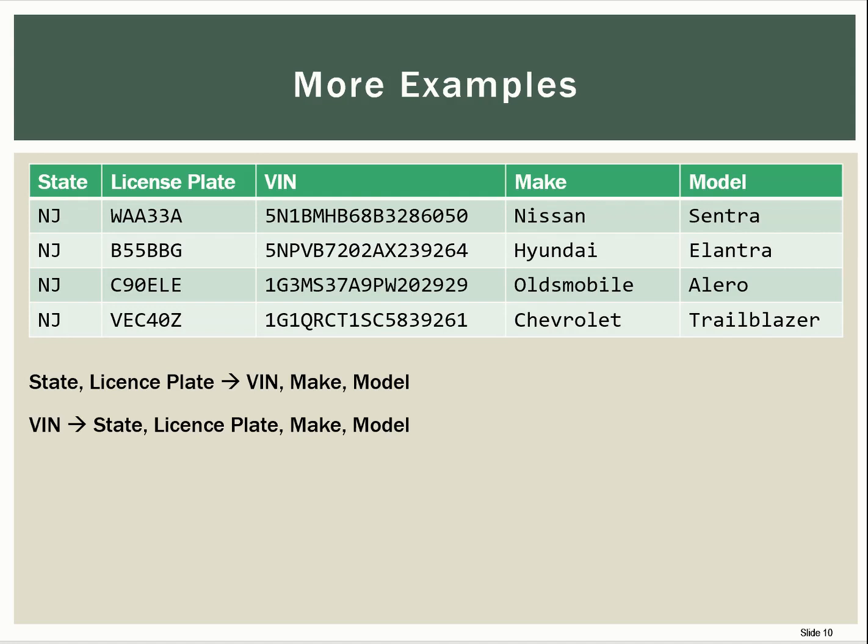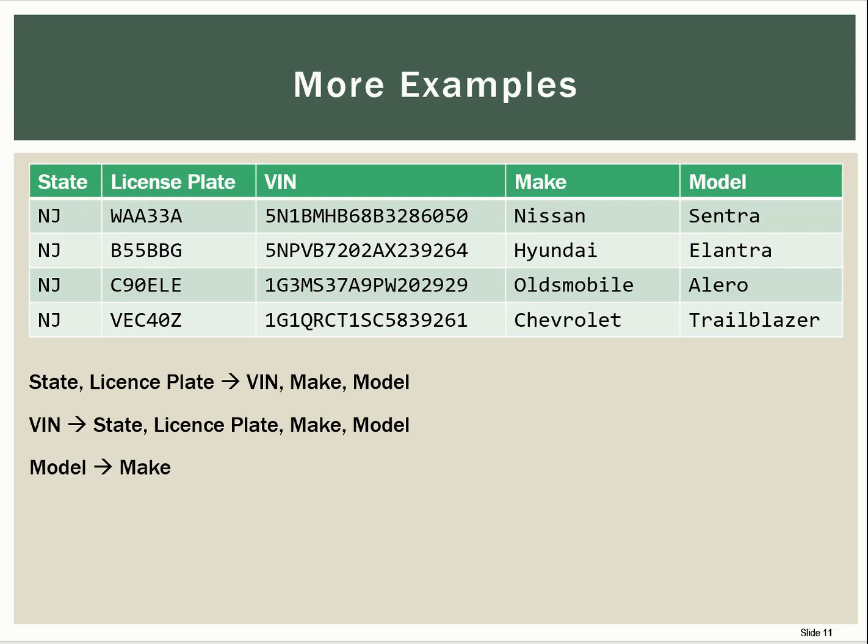Our second functional dependency is the VIN itself. The VIN is a unique vehicle identification number. So if I know the VIN, I most certainly know the make and the model of the car. I also know the state and the license plate because the VIN will point to one particular car.